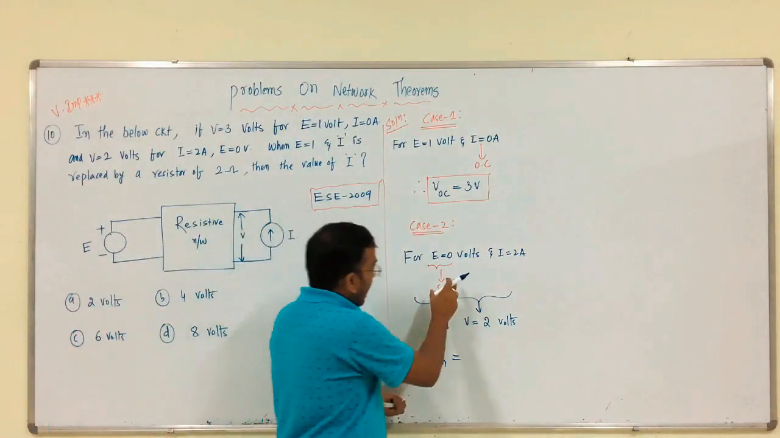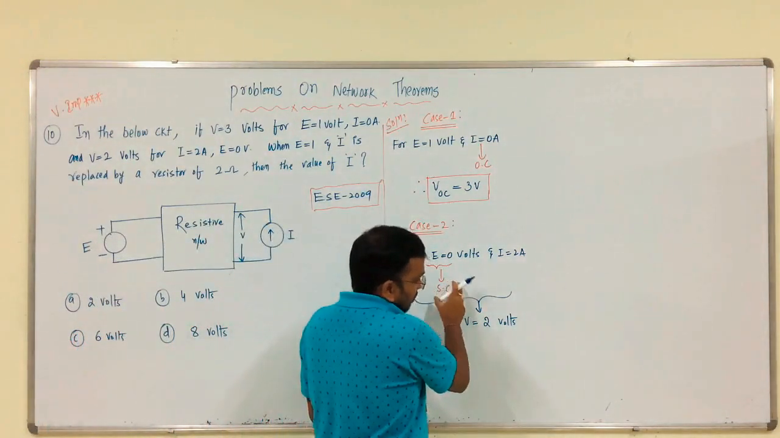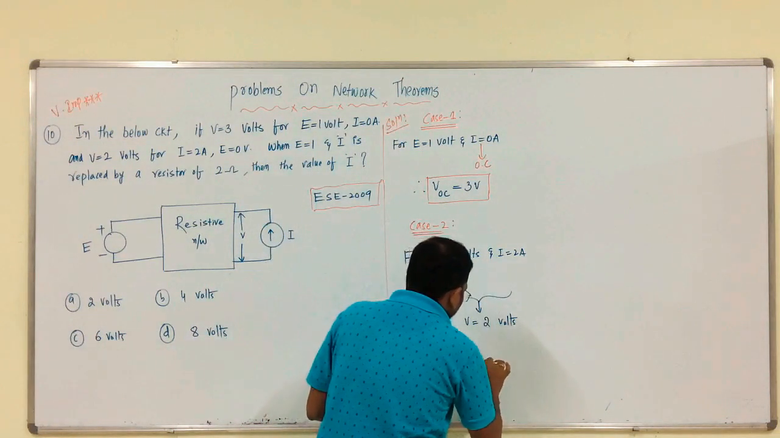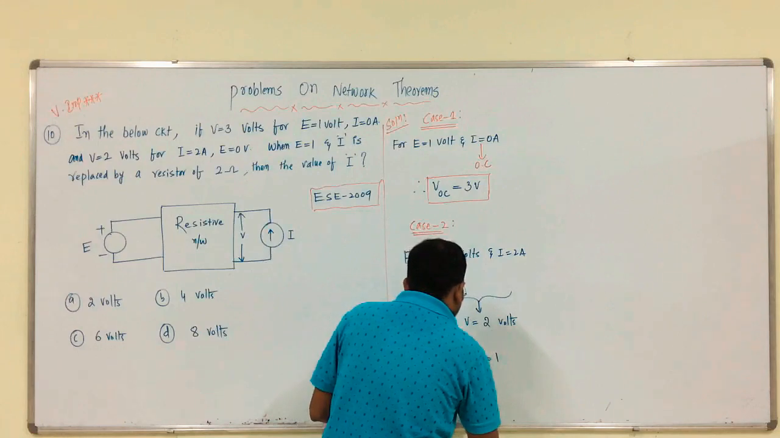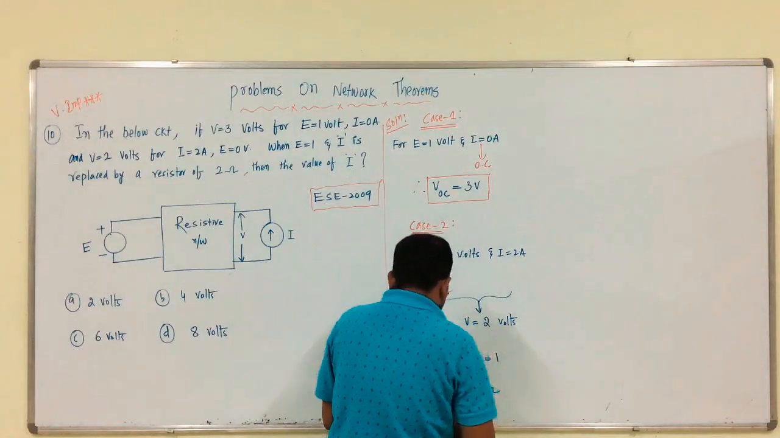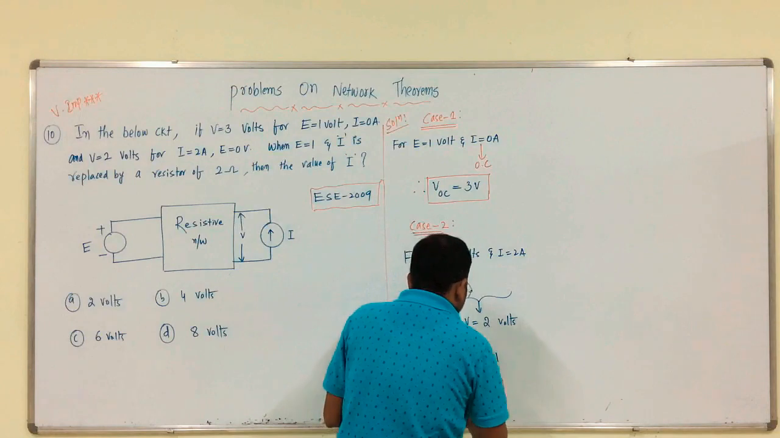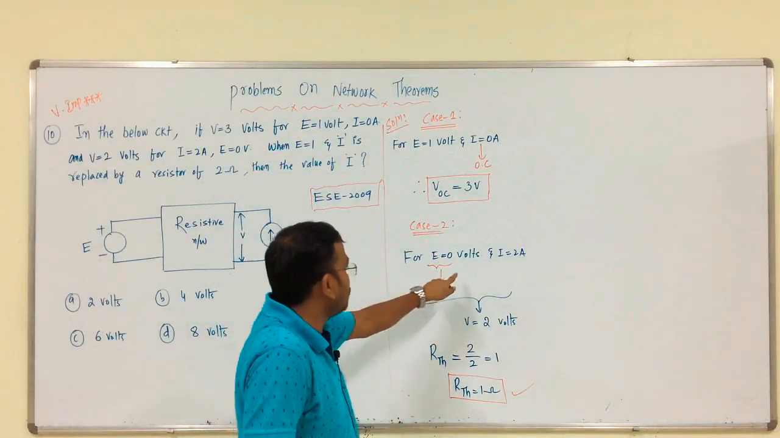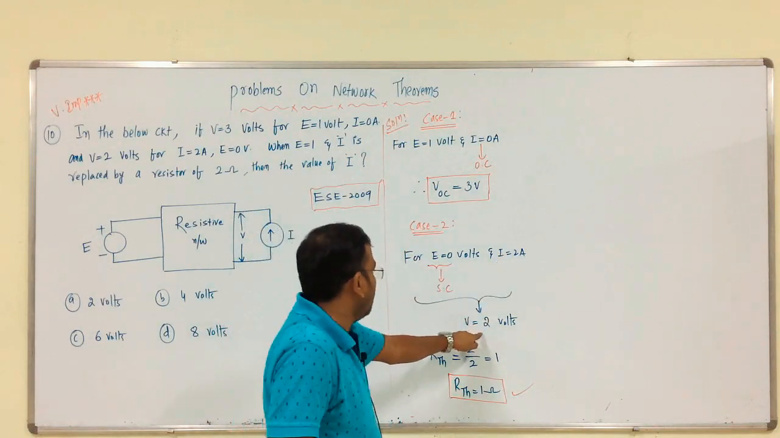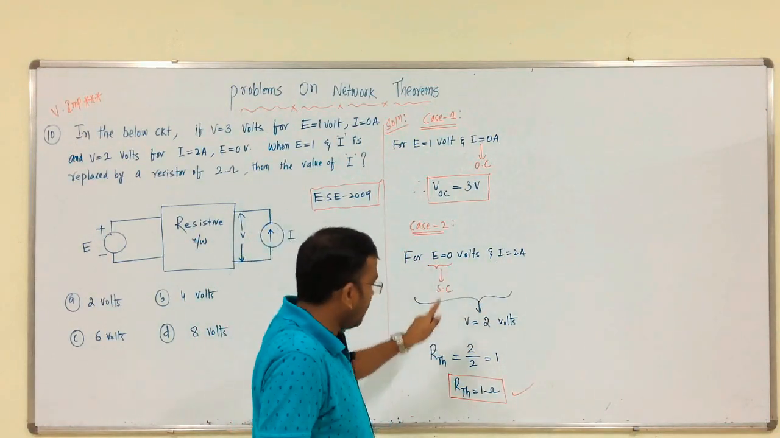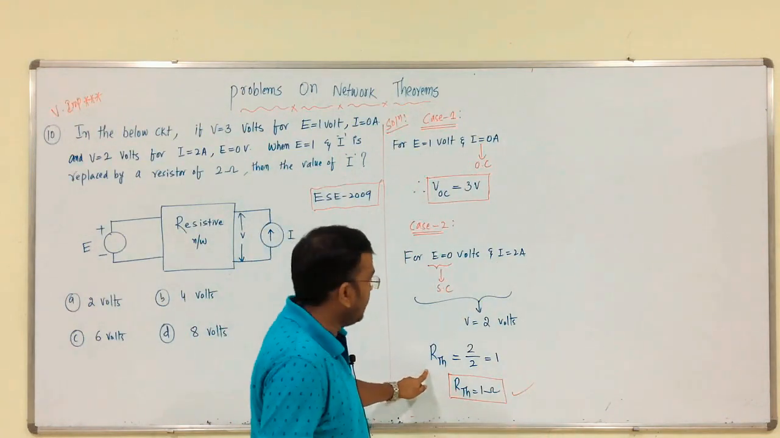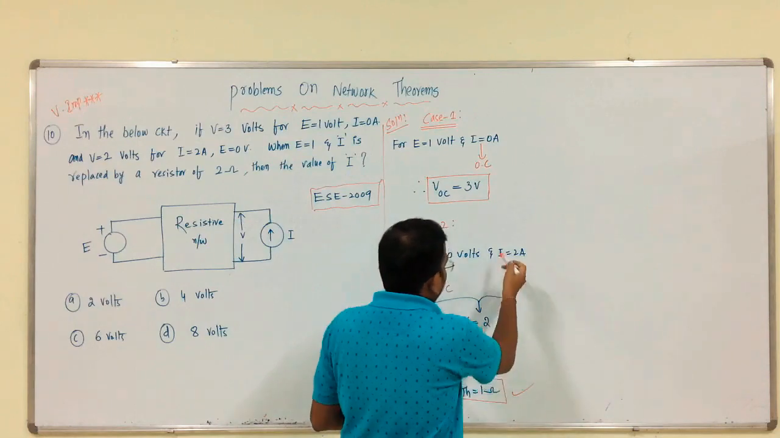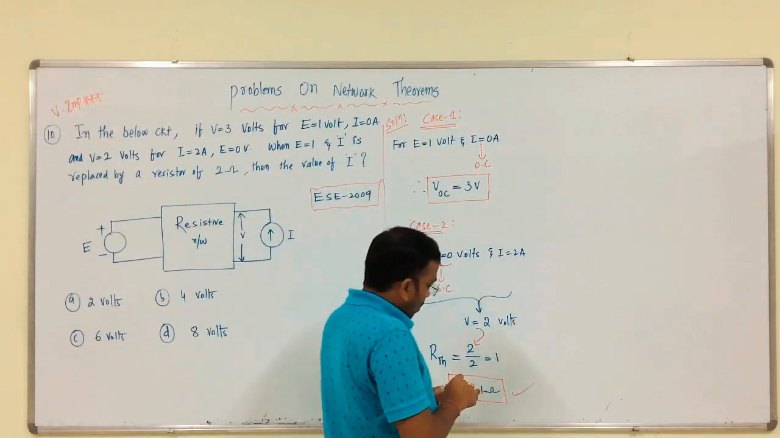Therefore, at this short circuit condition only, we have 2 volts of voltage and 2 amps of current. Therefore, 2 by 2, which is nothing but 1. RTH is nothing but 1 ohm. This is the meaning behind this case. E is equal to 0, I is equal to 2 amps, V is equal to 2. So, short circuit means we have to calculate RTH, that is the meaning. Therefore, V by I, this is the value of V, this is the value of I, that is why we have 1 ohm of RTH.